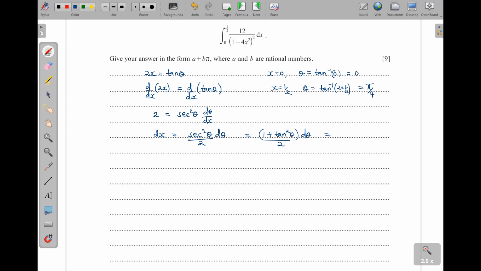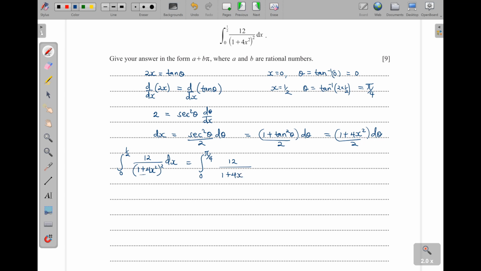But do you realize that tan theta is 2x? That means when I square here, it is going to become 1 plus 4x squared over 2 of d theta. So meaning my integral from 0 to a half of 12 over (1 plus 4x squared) squared dx is going to be now the integral from 0 to pi over 4, even the limits have changed, and then 12 divided by 1 plus 4x squared.